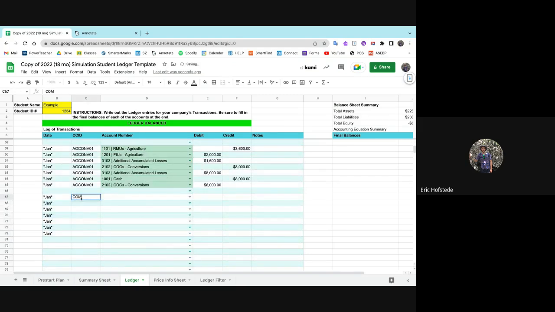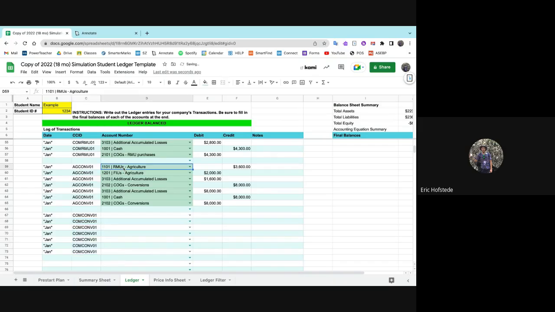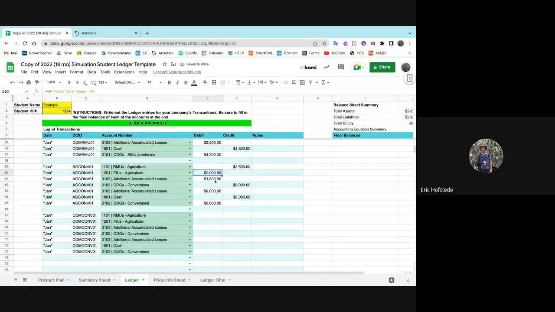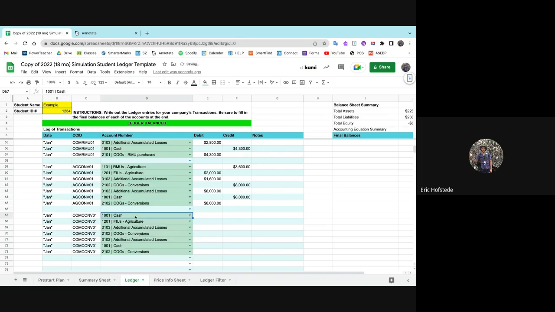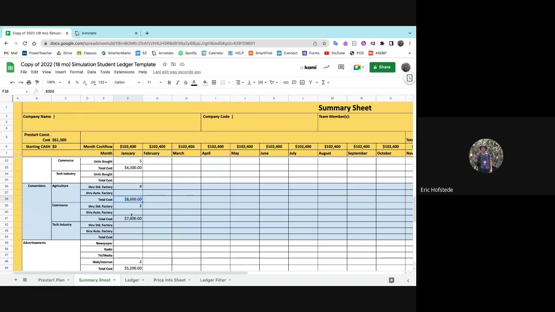and we're going to call these our commerce conversions in January. And we can just use our copy and paste for this whole section. Our numbers will change slightly, but they're going to kind of follow the same pattern. Credit, debit, debit, credit, debit, credit, debit. So, maybe copy and paste wasn't the best because these aren't agriculture. These are my commerce. Oops. Commerce RMUs go down. Commerce FIUs go up. Quick fix.